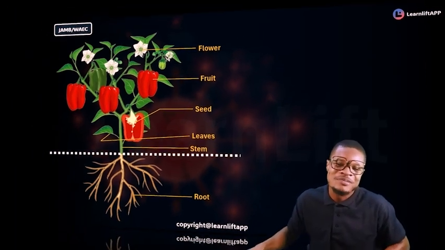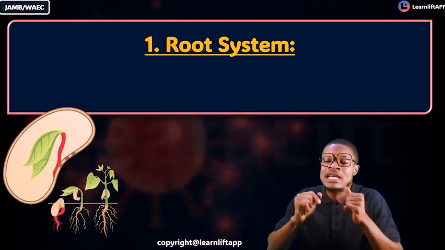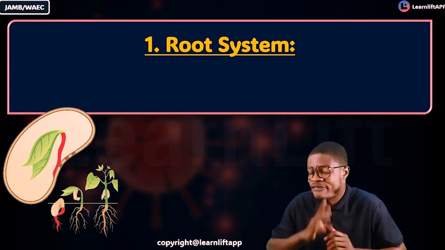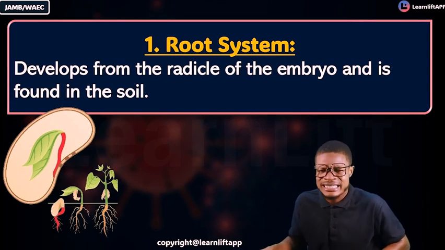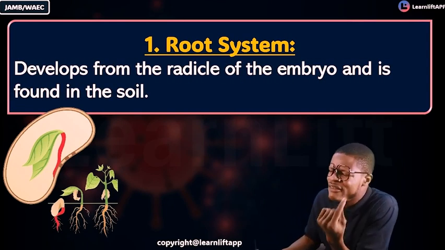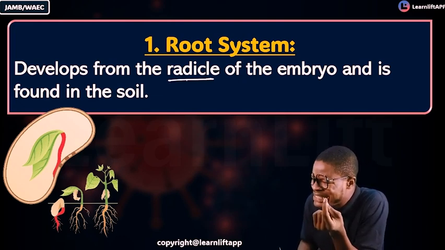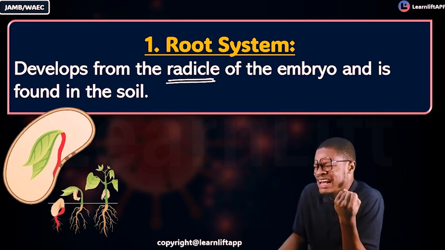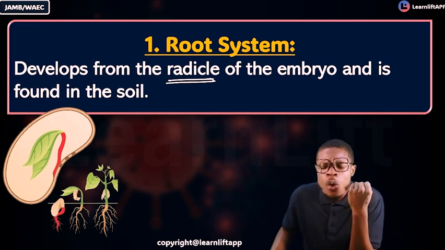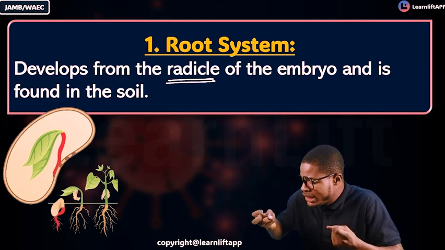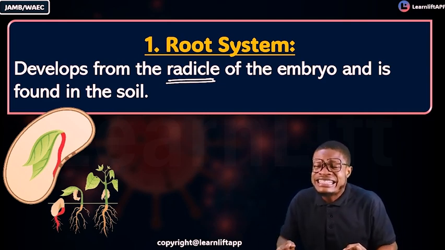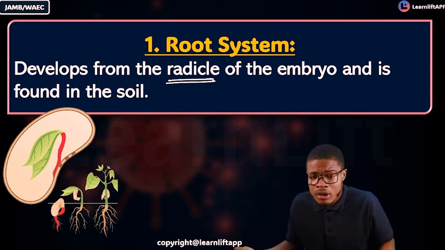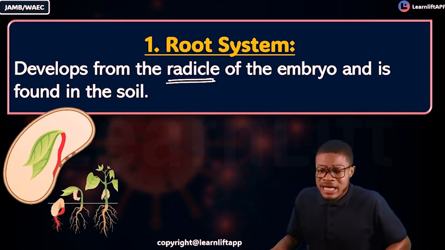Oh yeah, now follow me, I'll show you something. If we're looking at the root system, what should I know about the root system in particular? First, I'd like you not to forget this, that the root system develops from the radicle of the embryo. What develops from the radicle? It is the root system. And the radicle, of course, it is found in the where? In the soil.